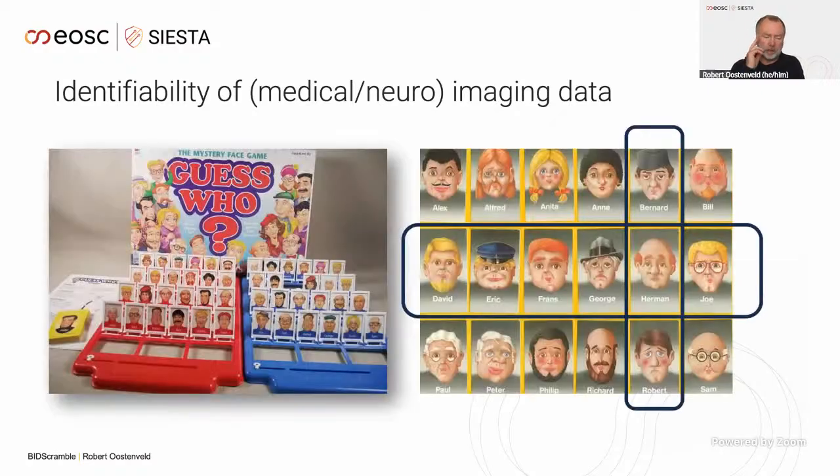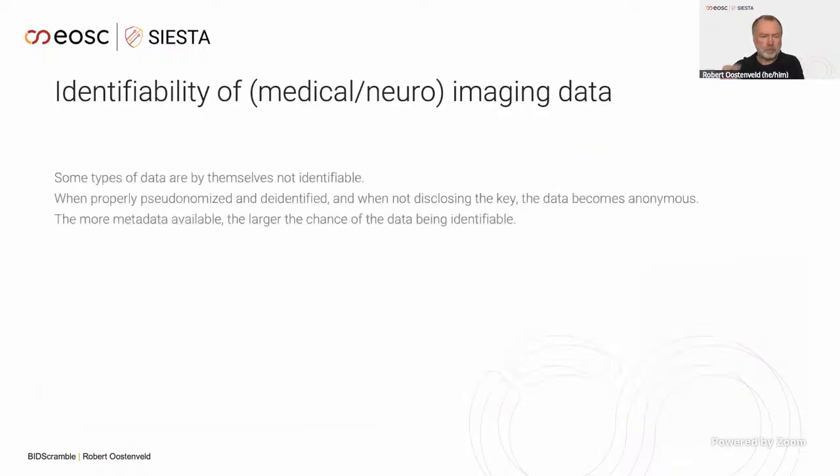The challenge that we then end up with is very similar to Guess Who. We have multiple elements on which we can identify a person. For example, a red-haired person that is partially bald and male. We could basically single out such a person. Some types of data by themselves are not identifiable, and when properly pseudonymized and de-identified, and when we're not disclosing the key, the data becomes anonymous. But the more metadata is available, the larger the chance of the data being identifiable.